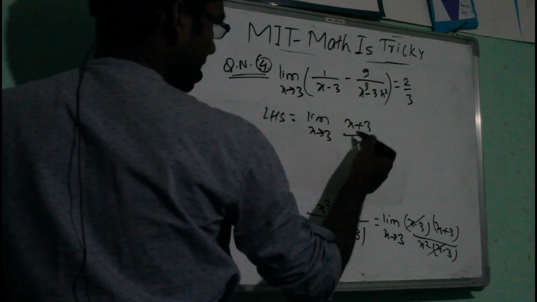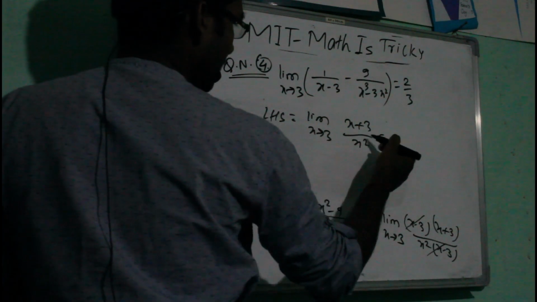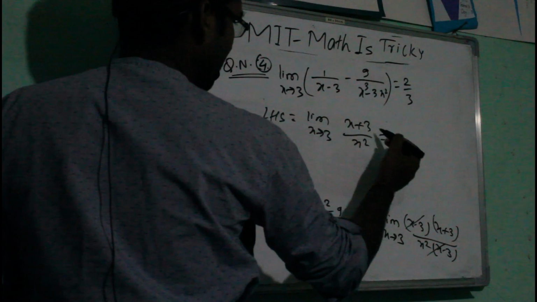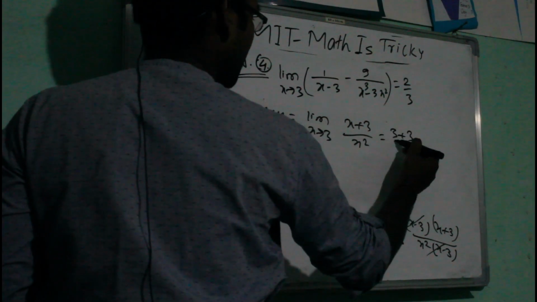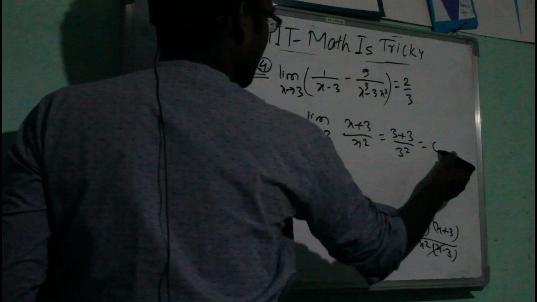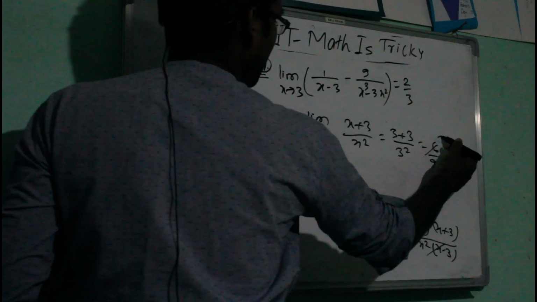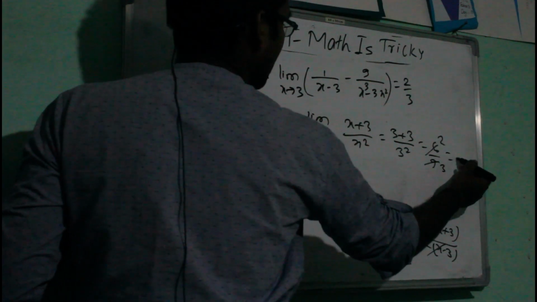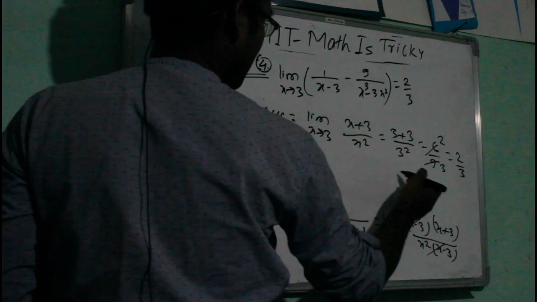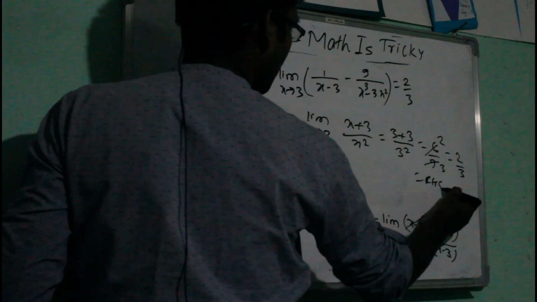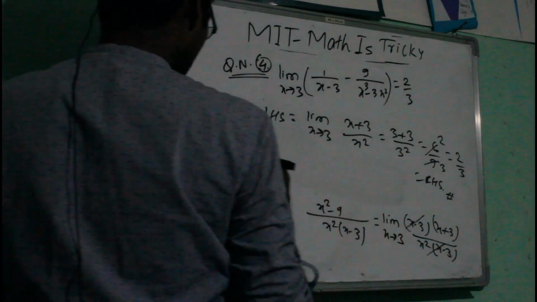Now, it gives a finite number, so we can put x equals 3 to calculate the limit. So 3 plus 3 by 3 square is 6 by 9, 3 2s and 3 3s, so the answer is 2 by 3. That's equal to the RHS. Good. Hope you understood. Thank you so much.